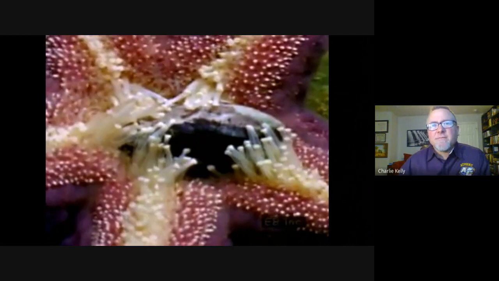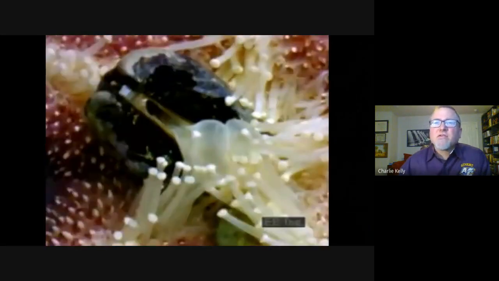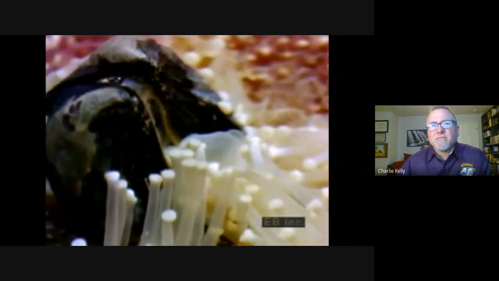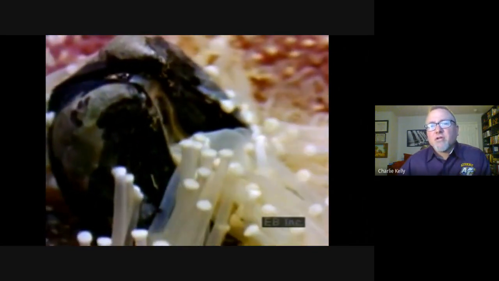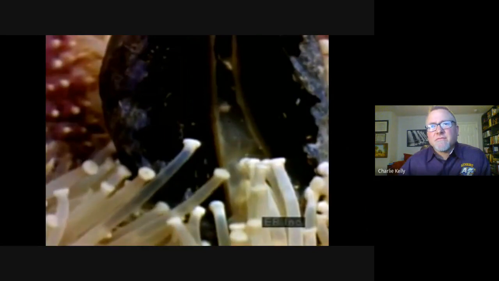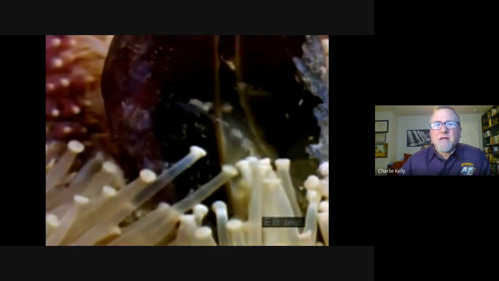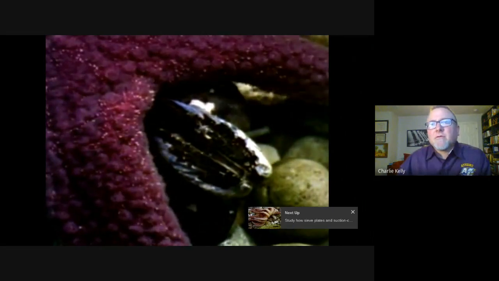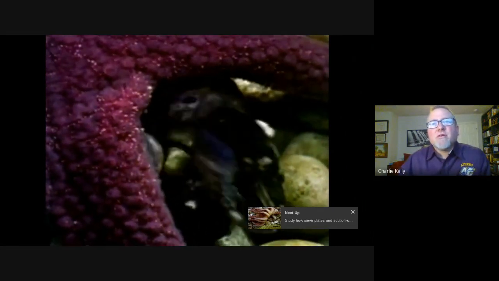See, it's tugging on it. As the shells separate, the starfish opens its mouth and extrudes its stomach onto the mussel. The prey is partially digested. Look at that. The stomach is then retracted and digestion is completed. The indigestible mussel shell is discarded.